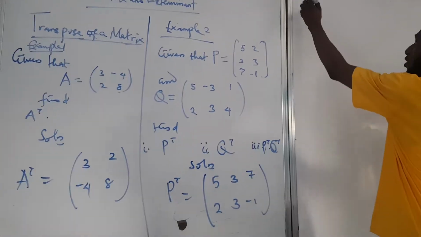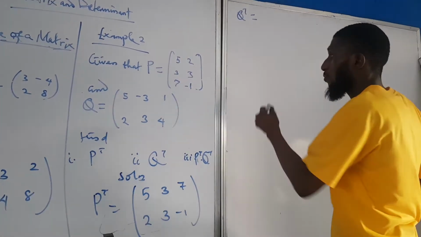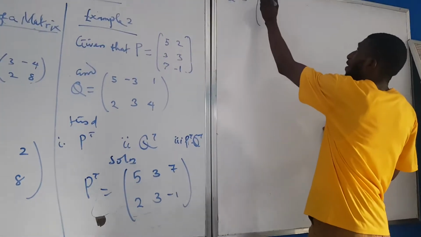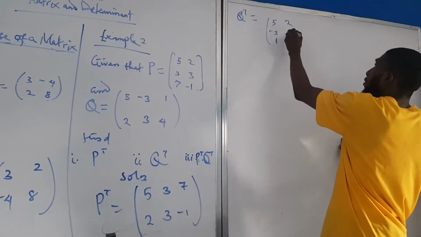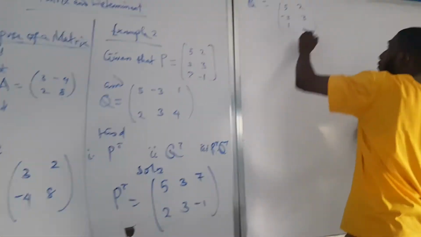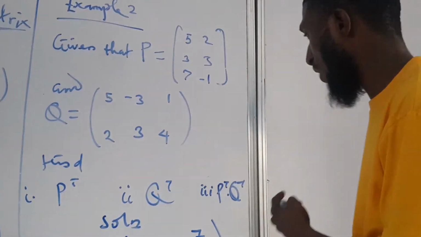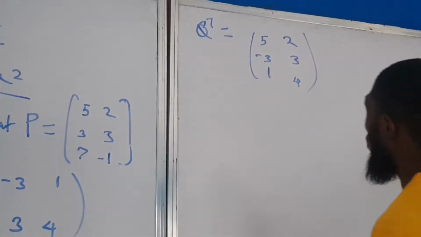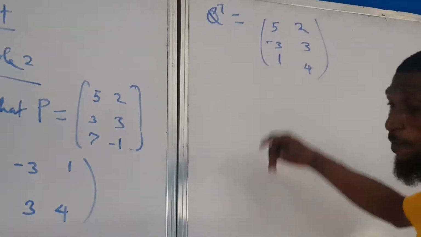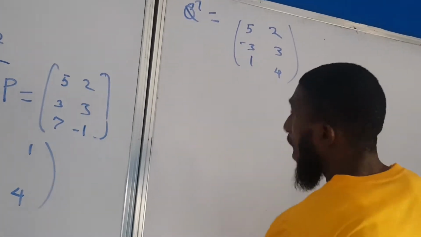For Q transpose now, all the rows turn to columns. We have 5, minus 3, 1, and we have 2, 3, and 4, and that's the transpose of it. And in case they ask us to use it to solve any particular question, remember we have gotten our P transpose and we have gotten our Q transpose. If they ask us to find the product between them, just multiply our answers.